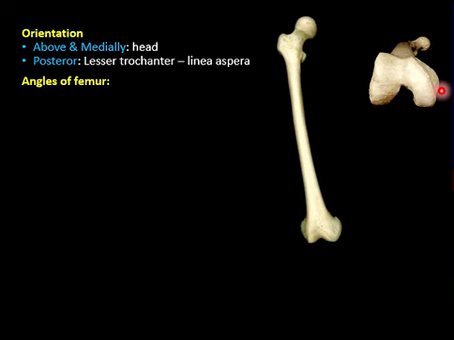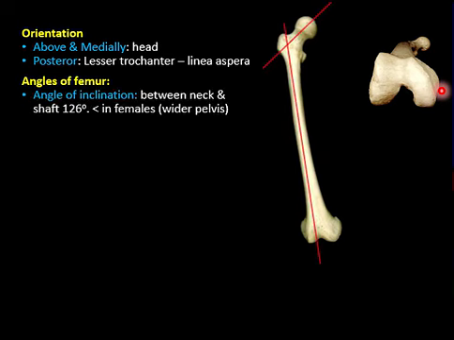We have two angles in the femur. One is called the angle of inclination. It's actually the angle between the axis of the neck and the axis of the shaft. This angle is about 126 degrees. Why is this angle present? That's because the two heads of the two femurs are widely separated by the pelvis, by the hip bones.